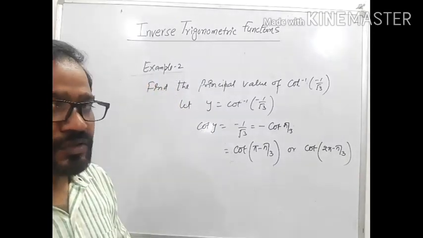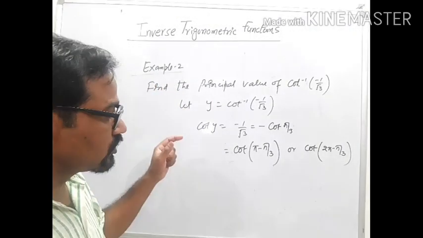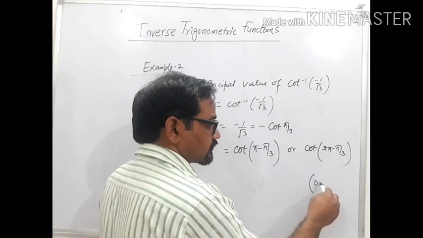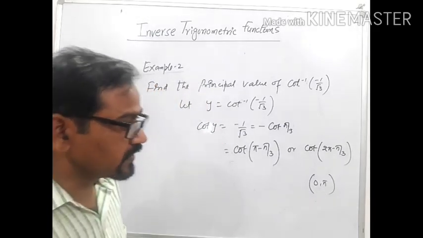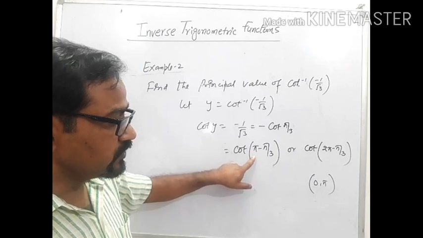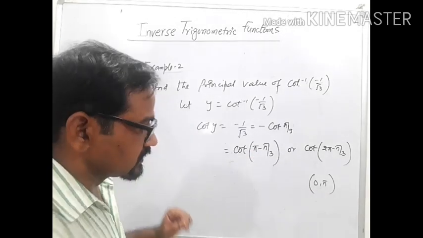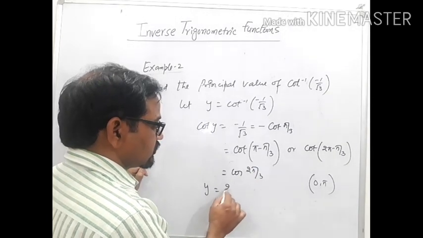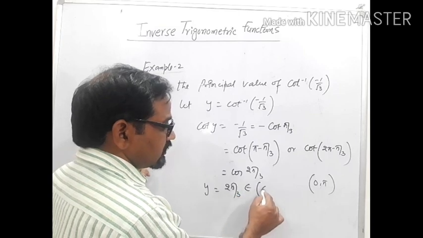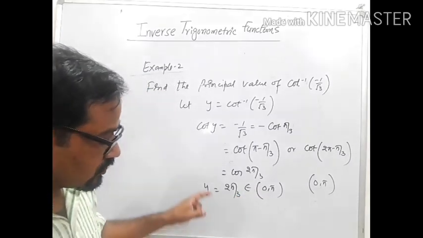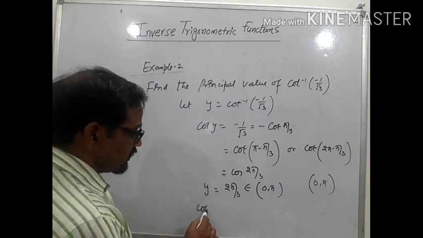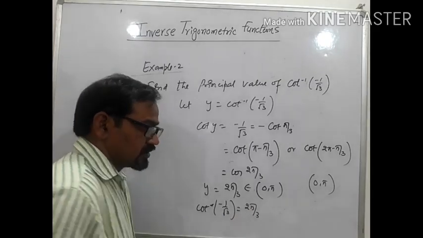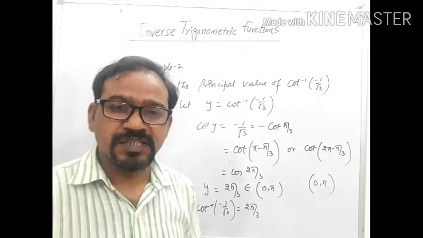But according to the principal branch of cot inverse, that is, the range of cot inverse, is 0 to pi. So we take this value for the principal branch, which equals cot 2 pi by 3. Therefore y equals 2 pi by 3, which lies between 0 to pi. It means cot inverse of minus 1 by root 3 equals 2 pi by 3, which is the principal value of cot inverse minus 1 by root 3.